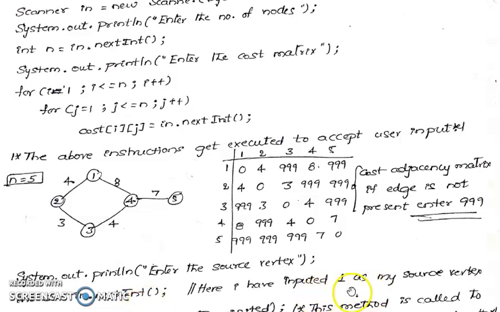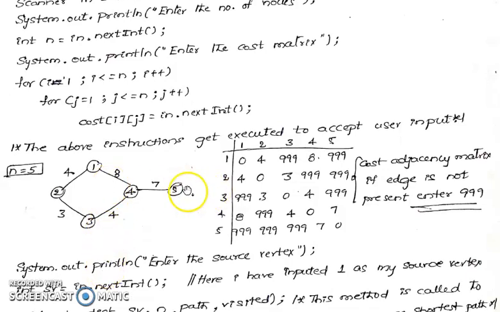So read the input. Here in this particular graph I have assumed vertex 1 as the input source vertex. You can assume any other vertex as the source vertex, there is no difference, but you will get a different path, that's it. But the tree you are going to get in the same fashion.